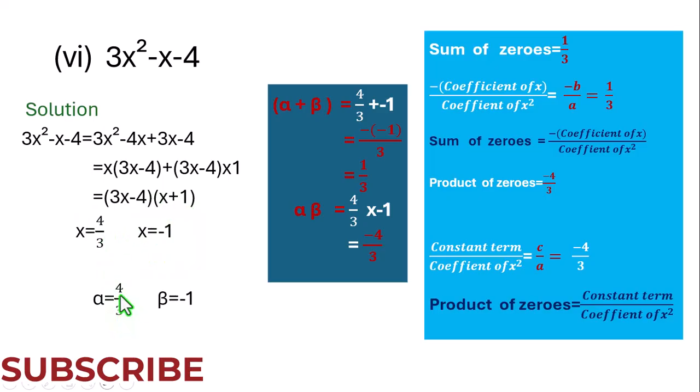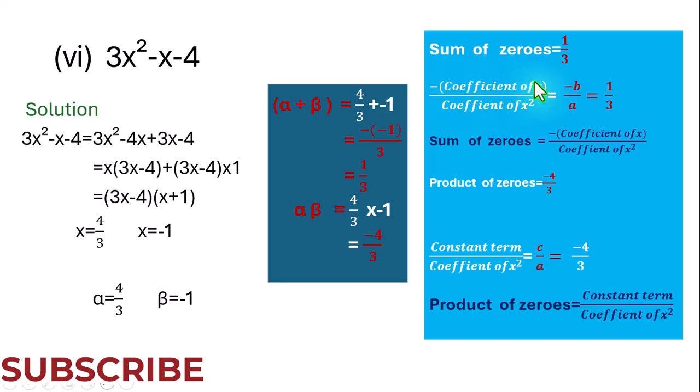So alpha is equal to 4 by 3, beta is equal to minus 1. Sum of zeros: 4 by 3 plus minus 1 is equal to 4 minus 3, that is 1 by 3. Alpha into beta is equal to 4 upon 3 into minus 1, which is minus 4 upon 3. Sum of zeros is equal to 1 by 3.